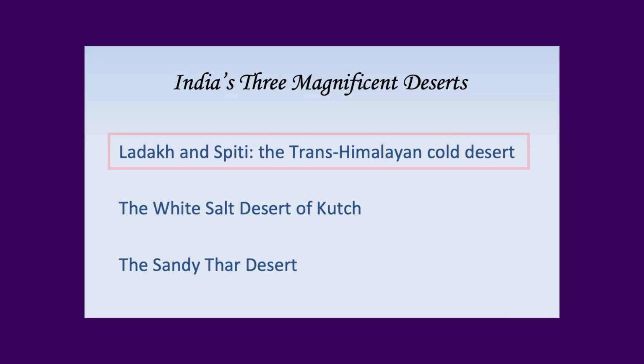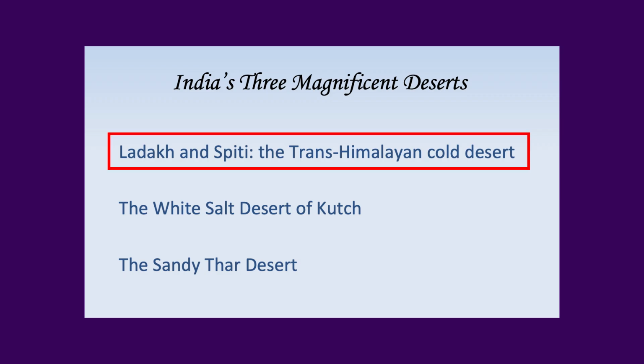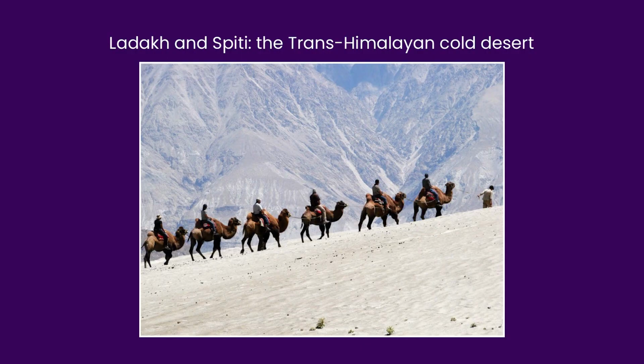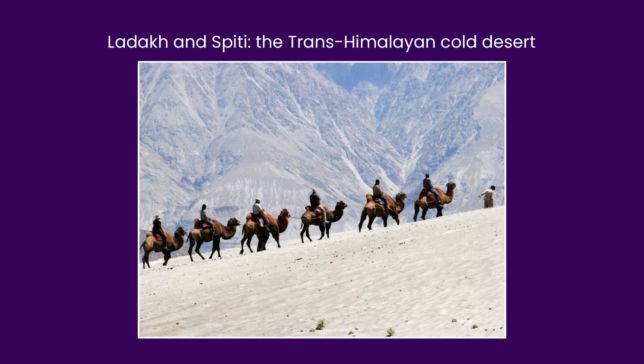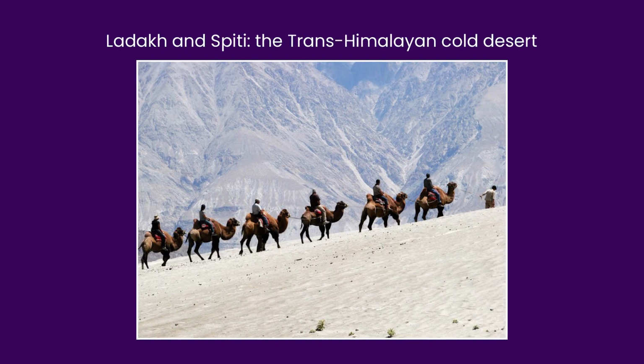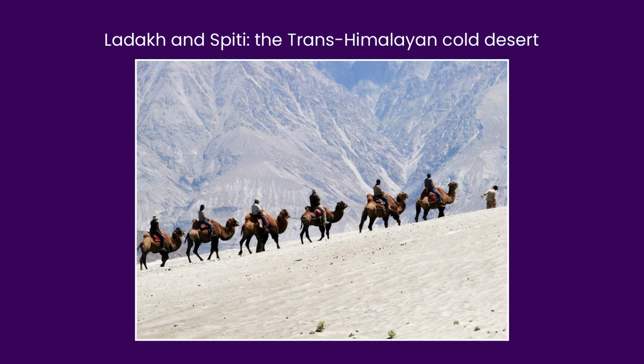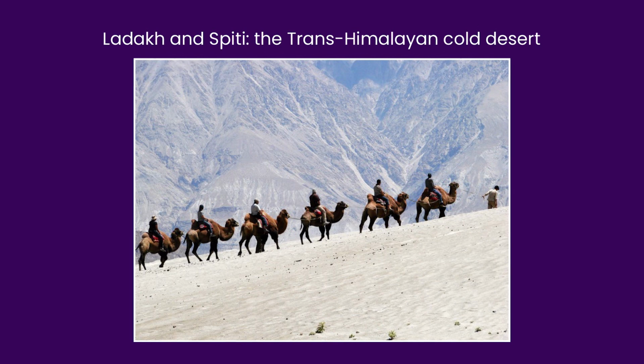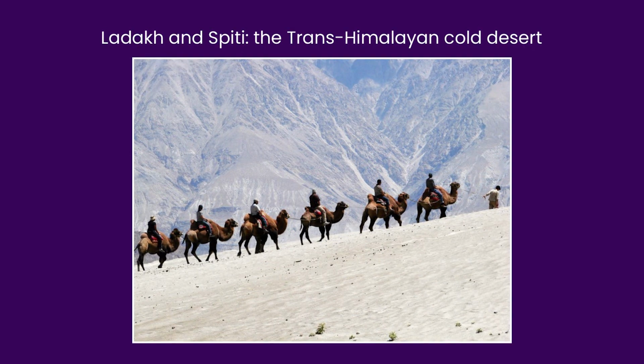The first one is Ladakh and Spiti, the trans-Himalayan cold desert. The cold mountain desert of the Trans-Himalaya is located high in the Great Himalayan Mountains in the Indian state of Himachal Pradesh. The desert mountain valley of Lahul and Spiti is surrounded by high mountain ranges and receives heavy snowfall during the winter and is cut off from the rest of India for 8 months of the year. The cold mountain desert of the Himalaya is one of the most beautiful deserts one can ever visit in India.